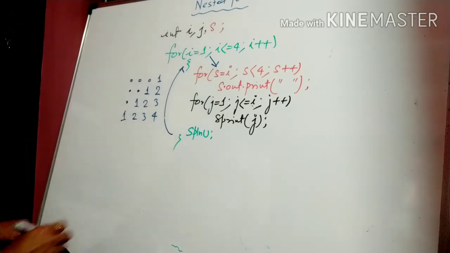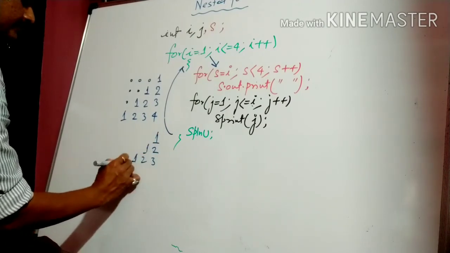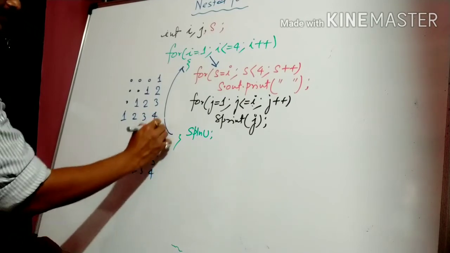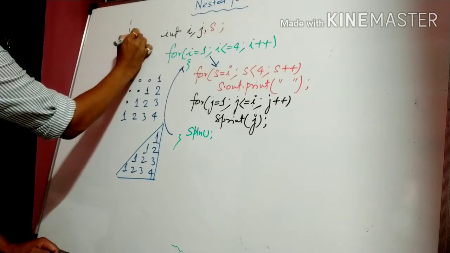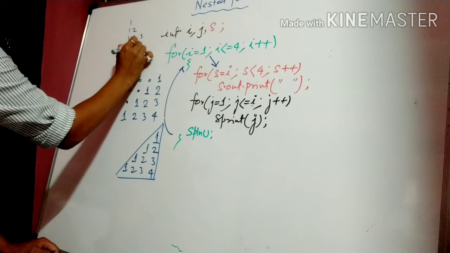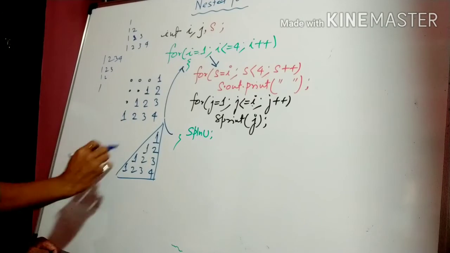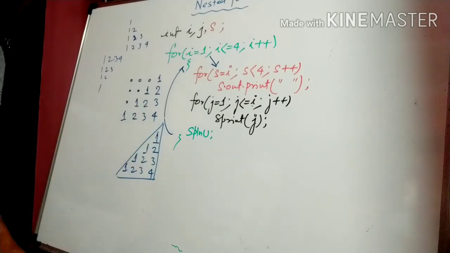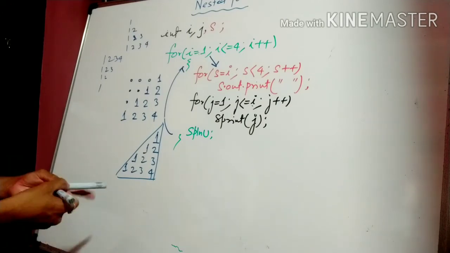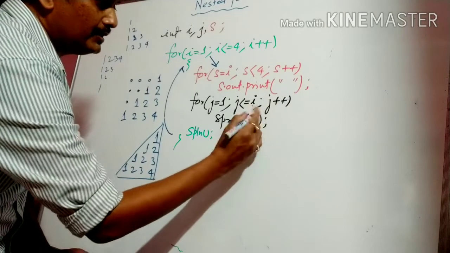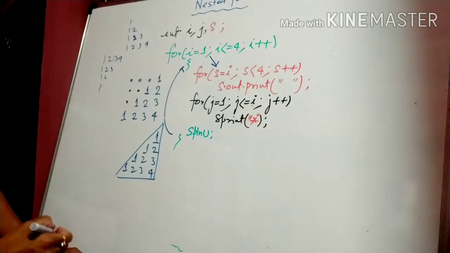So what we will get exactly is this type of thing: 1, 1 2, 1 2 3 and 1 2 3 4. That means what? Right alignment. Previously we did this type of question, but here the alignment will be changed. Are you getting it, dear children? And here, instead of J, if you write within double quote a star, then what will your answer be?